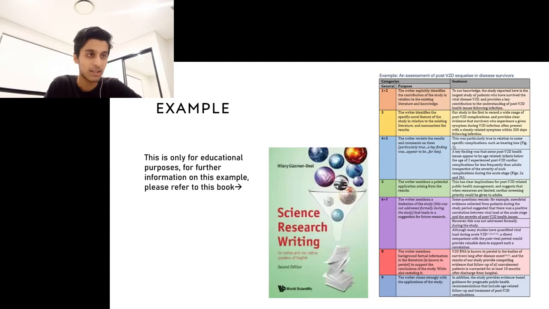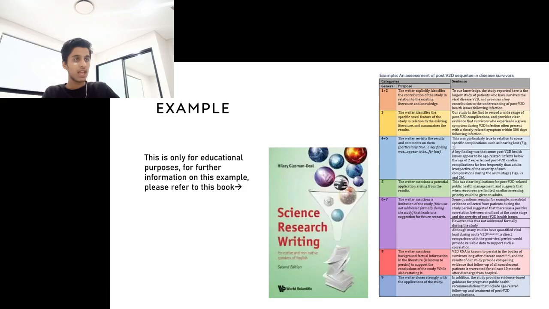The writer closes strongly with the application of the study. In addition, the study provides evidence-based guidance for blah, blah, blah, blah. Okay, now the one thing that I don't like about this example is if you look at the second sentence. Our study is the first to record a wide range of post-V2D complications. So I think for this paper it might have been necessary, because this paper is something that is out of my academic radar. And so when it says our study is the first to record, I don't like this idea of claiming priority, but I think it might have been needed for this research paper.